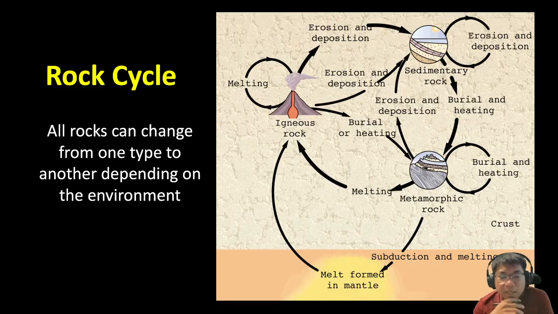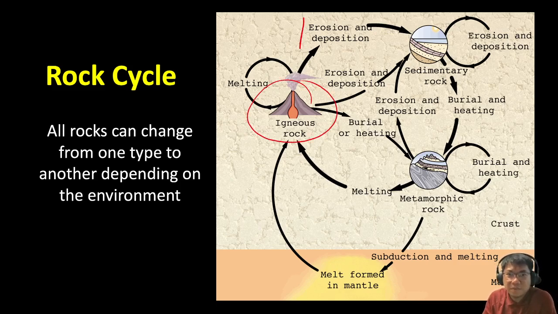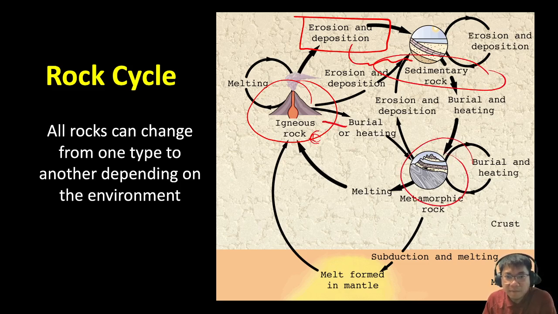Each type of rocks can form what we call the rock cycle. Basically any type of rock can form any type of rock. For example, igneous rocks, when they go through certain processes such as erosion and deposition, will eventually become what we call sedimentary rocks. But igneous rocks themselves can also become metamorphic rocks if they undergo burial or heating, involving high pressure and high temperature. Then they will eventually become metamorphic rocks.